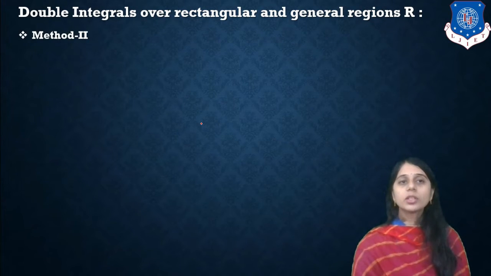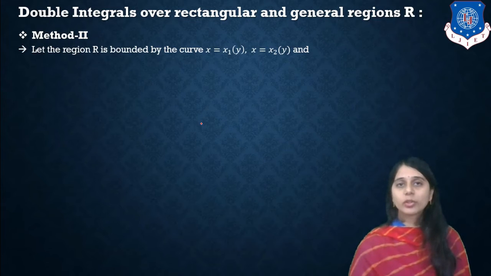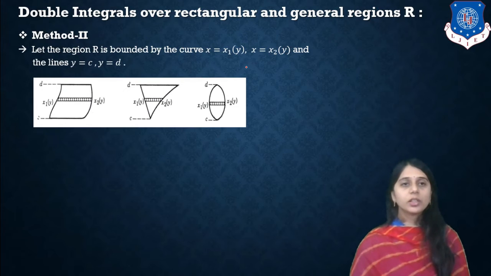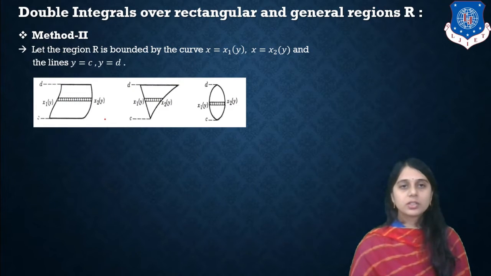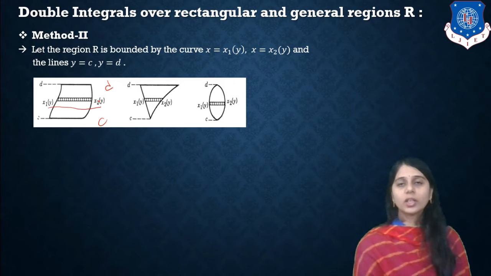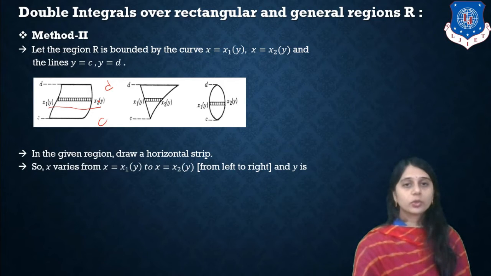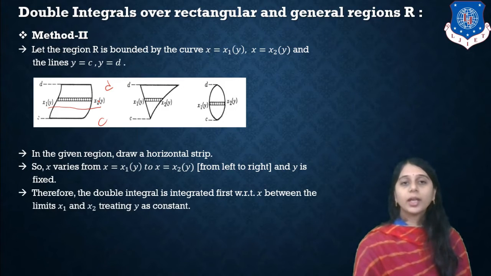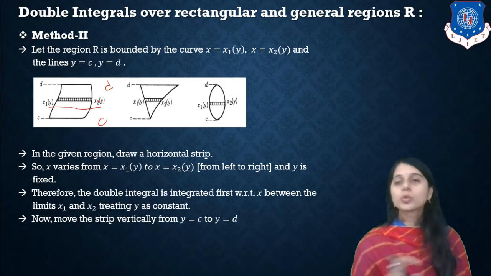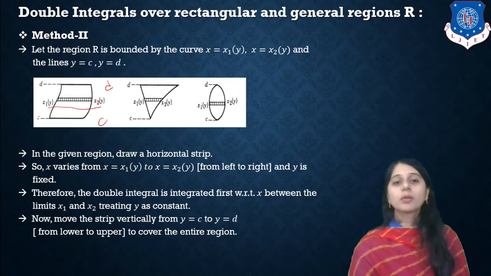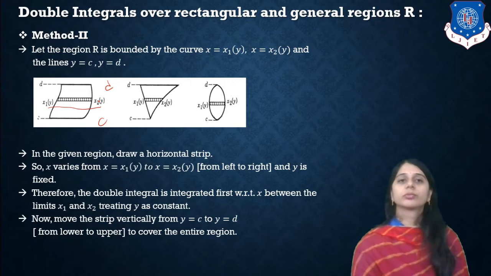Method 2: R is bounded by x equal to x1(y) and x equal to x2(y), and y equal to c to d. Here we fix the limit of y, c to d, and x varies from x1(y) to x2(y), left to right, with y fixed. We get the integration form by moving the strip vertically from c to d, lower to upper, to cover the entire region.